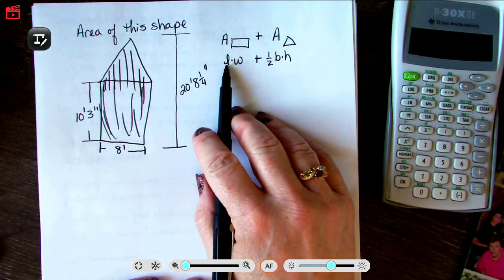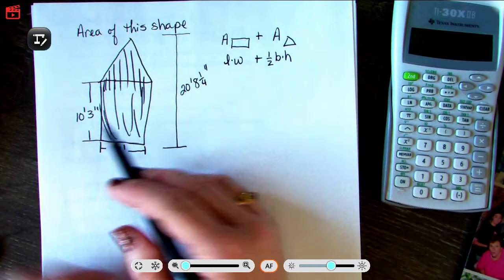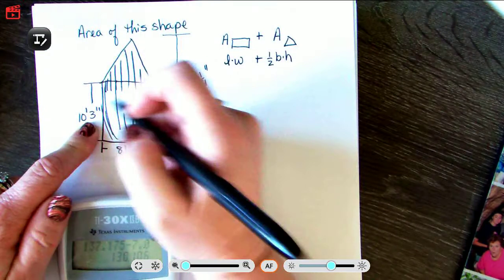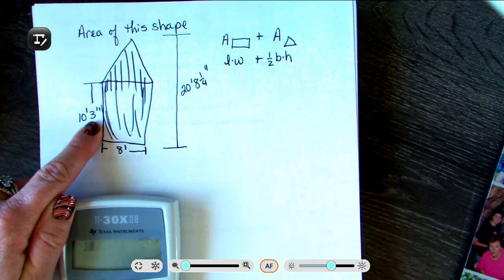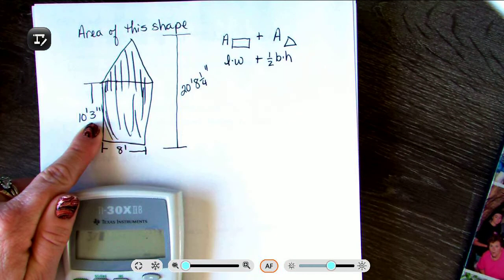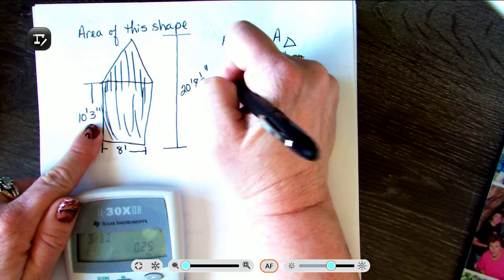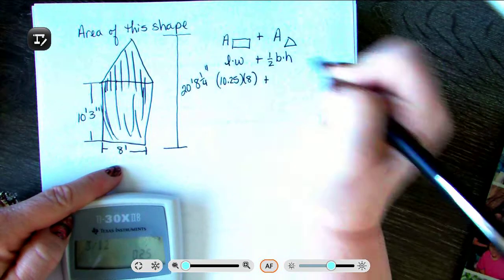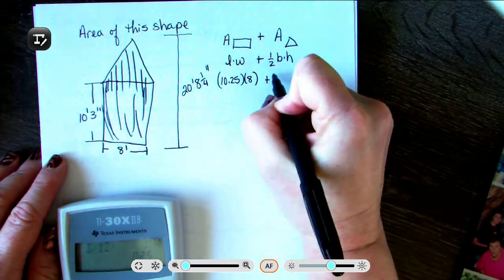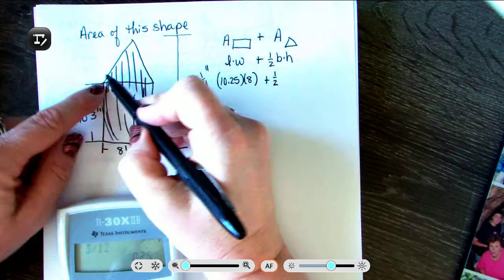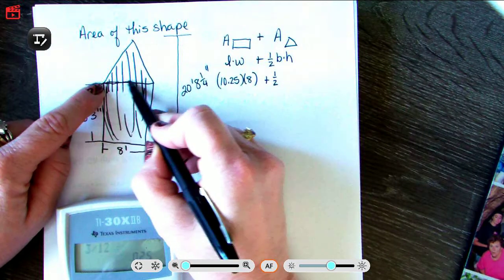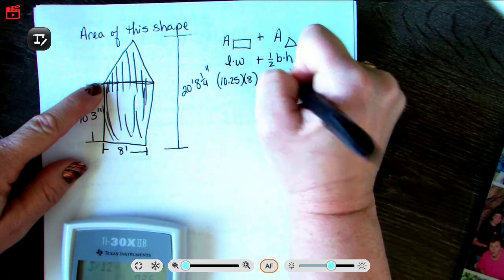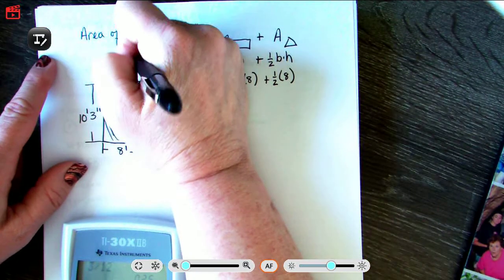Alright, so starting with my rectangle, that's this bottom part. I'm going to be taking that 10 feet 3 inches, and I'm going to take that 3 inches and turn it into part of a foot. So 3 divided by 12 gives me 0.25. So 10.25 times my 8. Okay. Then I'm going to have my 1/2, my base. Now if I'm looking at the triangle, this base is the same as this if this was a true rectangle, which it was supposed to be. So 8.